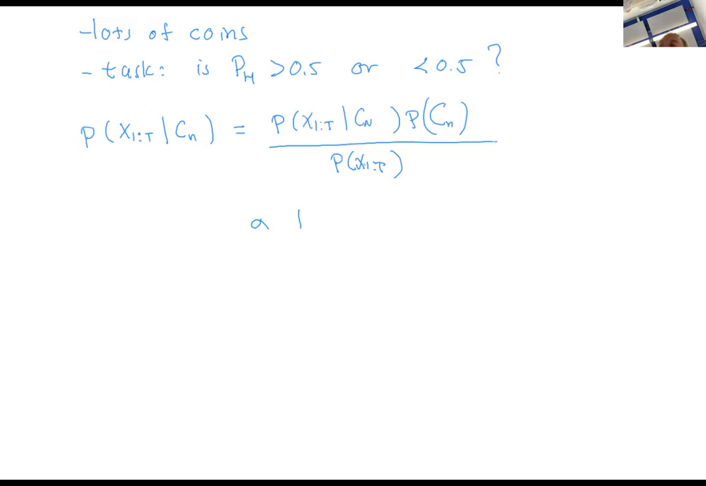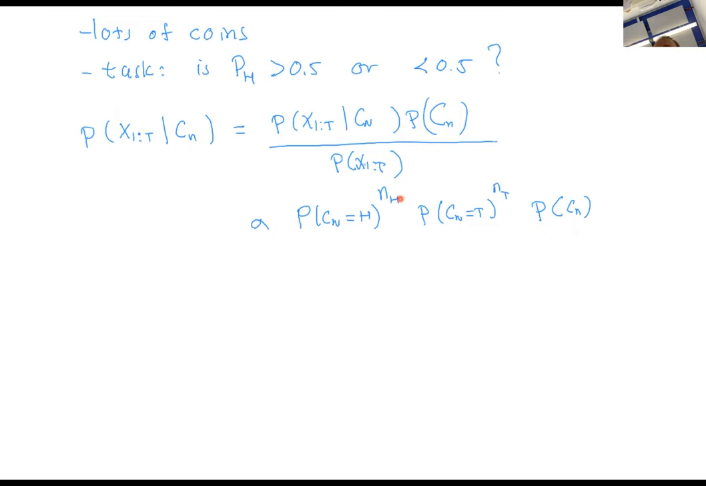This is p of coin n equals heads to the number of heads, times p of coin n equals tails to the number of tails, times p of cn. And what's critical is it depends only on two quantities, the number of heads and the number of tails. These tell you all the information you need. They should be enough to allow you to make a decision.